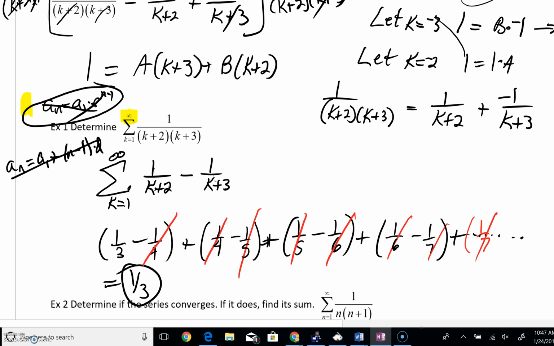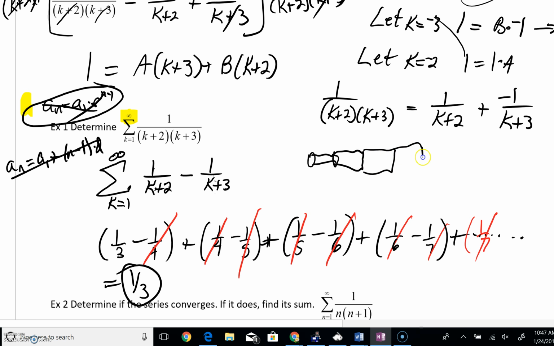This is called a telescoping series. Now, you might remember the movie Pirates of the Caribbean, right? And if you go back to those ancient days of sailing, you could see the captain of the ship very often would look and see an enemy behind.